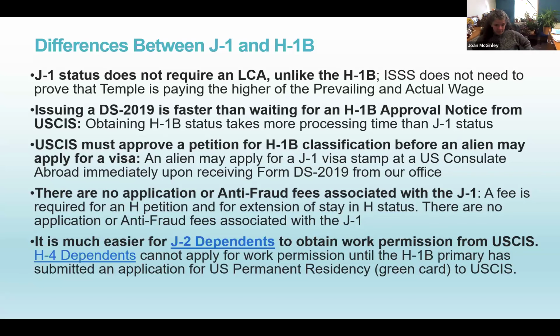And it's much easier for a J2. A J2 can come with the J1 and apply for an employment authorization document right away. The H4, who is the dependent of the H1, cannot apply for employment authorization unless the H1 primary has submitted an application for U.S. permanent residency.